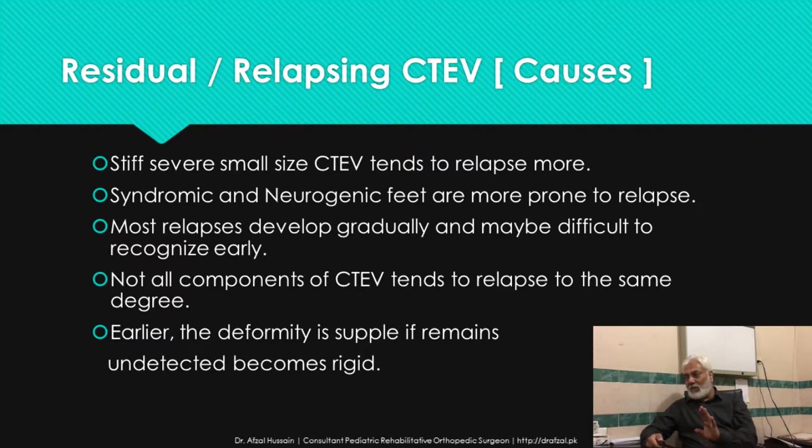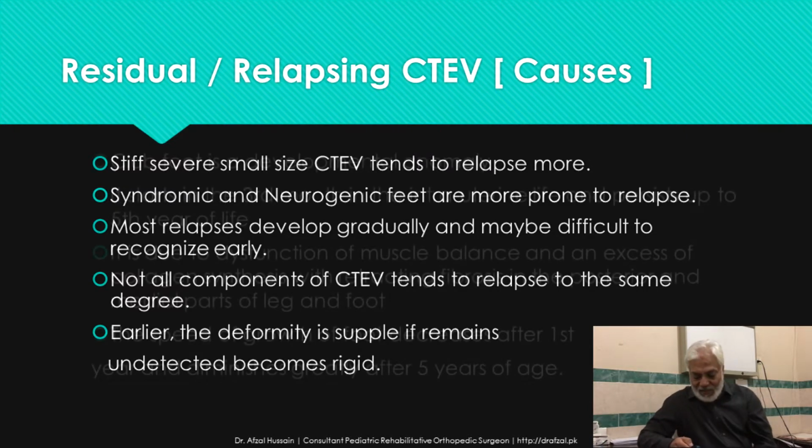So once you achieve full correction, what do you mean by correction? It is fully supple, flexible, it is plantar grade, and it is painless with a normal gait. So you can't see a gait within 1 year of life, but afterwards you can see a change in gait.